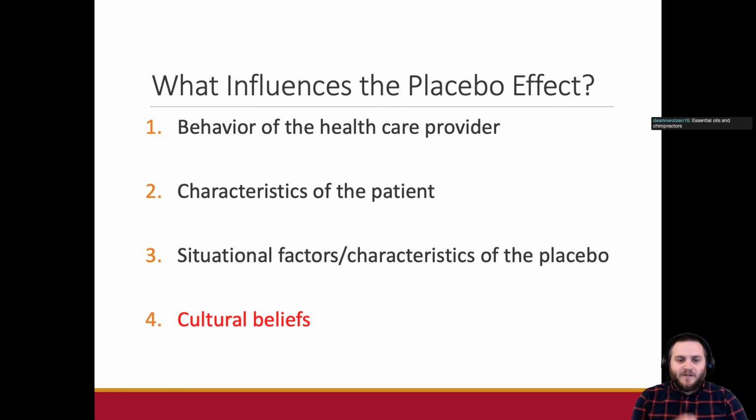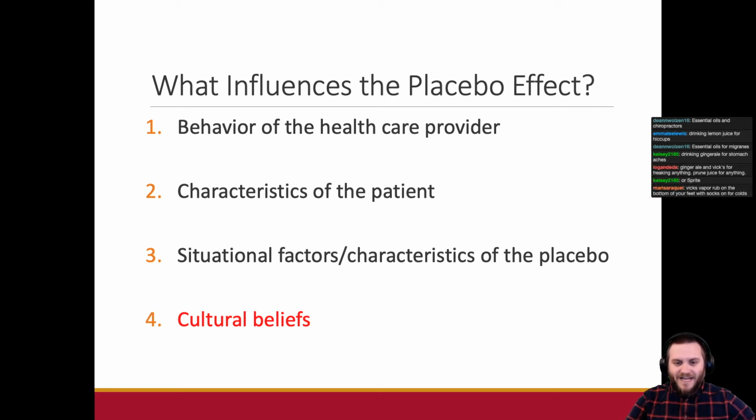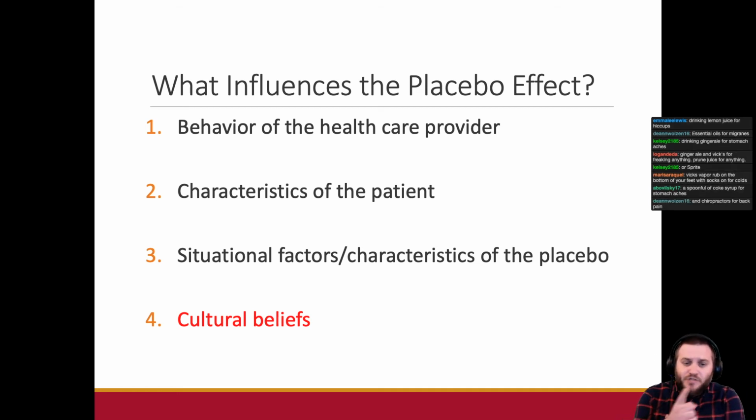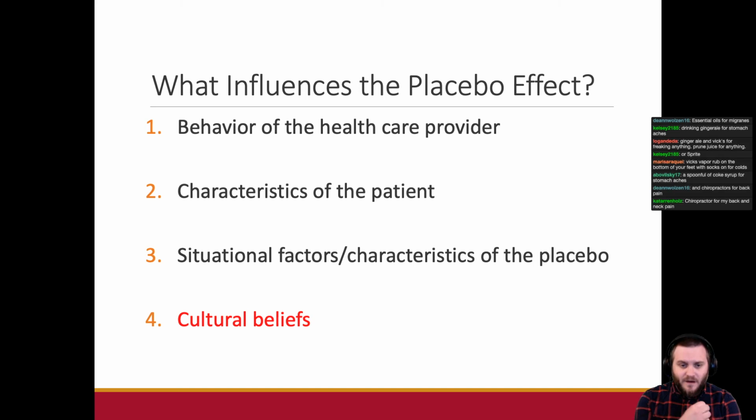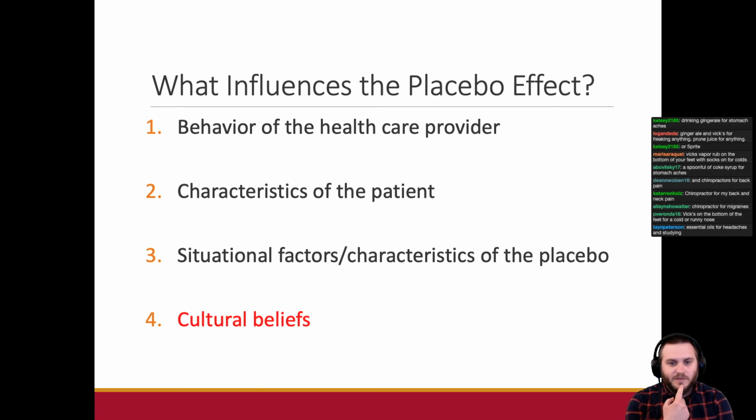Essential oils and chiropractors, but for what, Deanne? For what? Drinking lemon juice for hiccups. I like that one. I've heard that one before. Essential oils for migraines. Okay, alright. Yeah. My parents have gotten on that train. Drinking ginger ale for stomach aches. Okay. Ginger ale and Vicks for freaking anything? Prune juice for anything? Oh my goodness. Well, prune juice. Prunes are a natural laxative. So if you are having trouble, if you're constipated, then drinking prune juice would be a good idea.